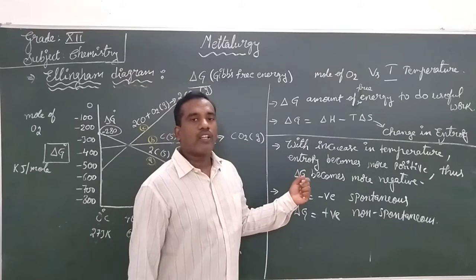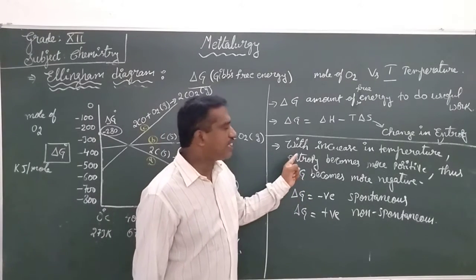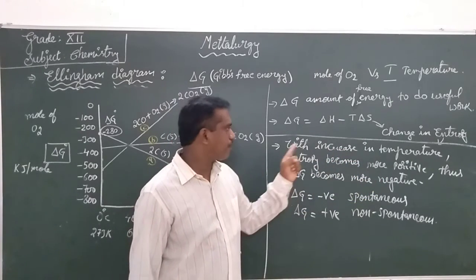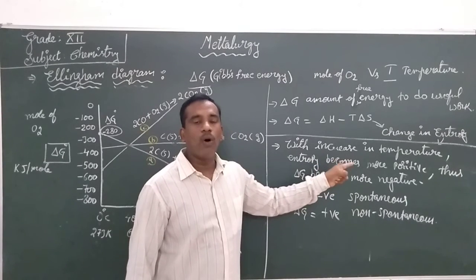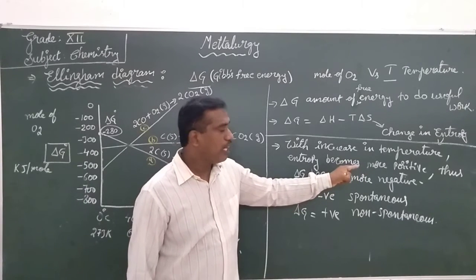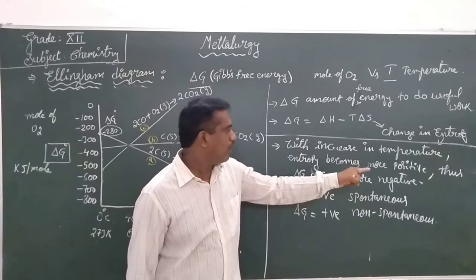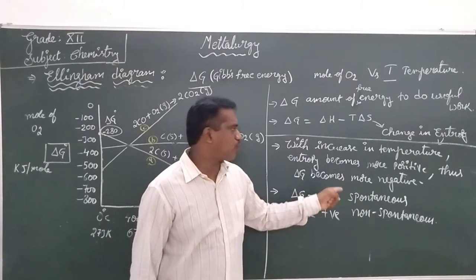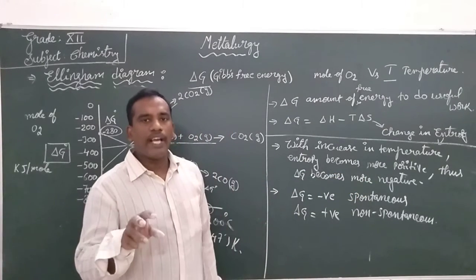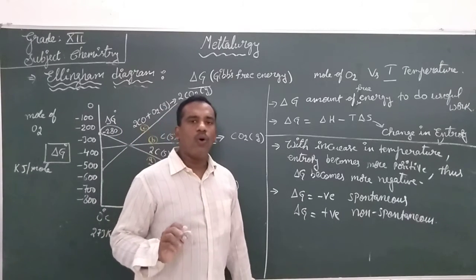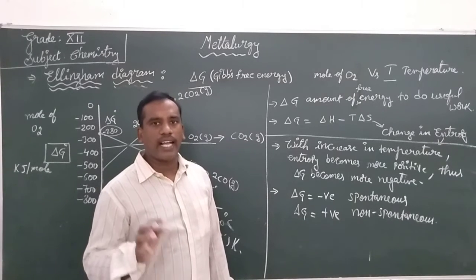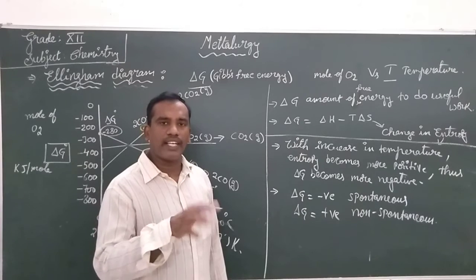The same we got in the form of words here. With increasing temperature, entropy becomes more positive. That is, disorderliness is becoming more and more. Thus, delta G becomes more negative. By observing the delta G value, we can study whether the reaction is a spontaneous reaction or a non-spontaneous reaction.